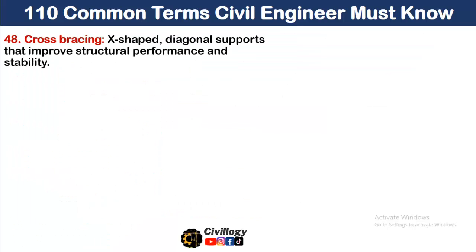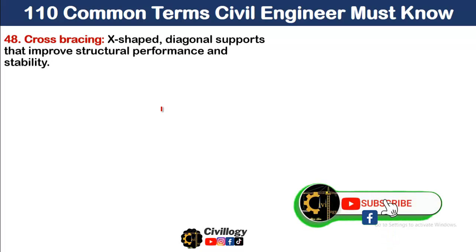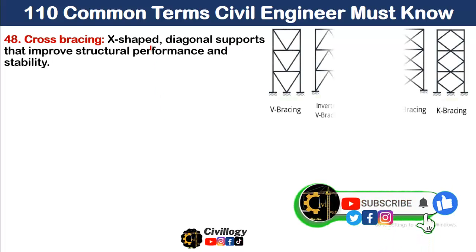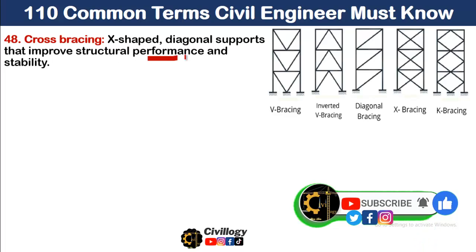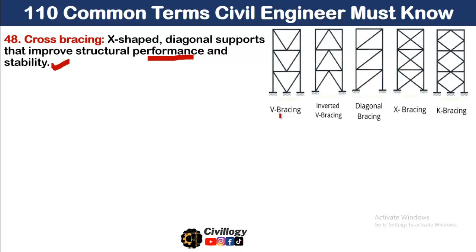Point number 48, cross bracing. What is cross bracing? X-shaped diagonal supports that improve structural performance and stability. As you can see over here, there are different types of bracings, such as V bracing or inverted V bracing, diagonal bracing, X bracing, and K type bracings. These are actually that improve the stability of the structure.